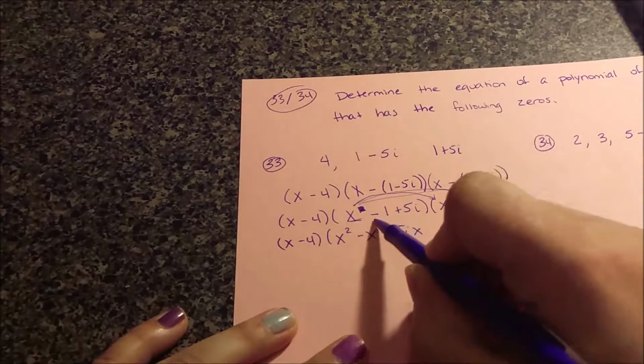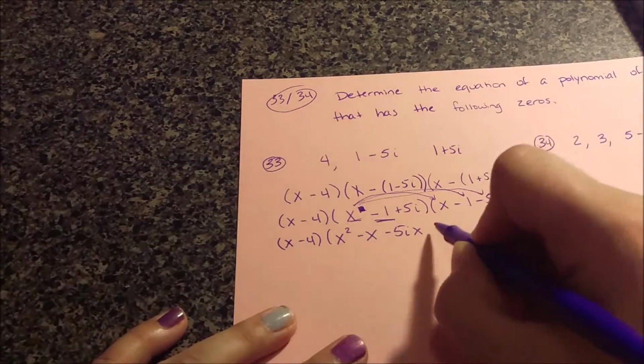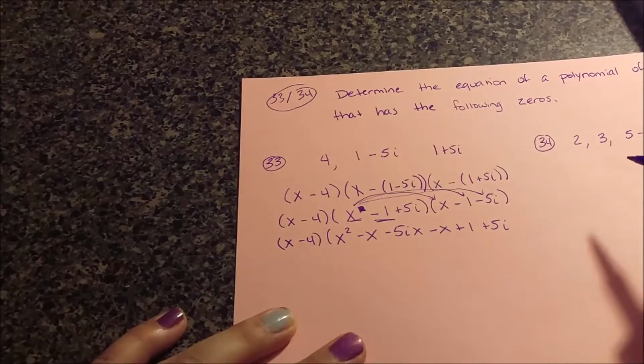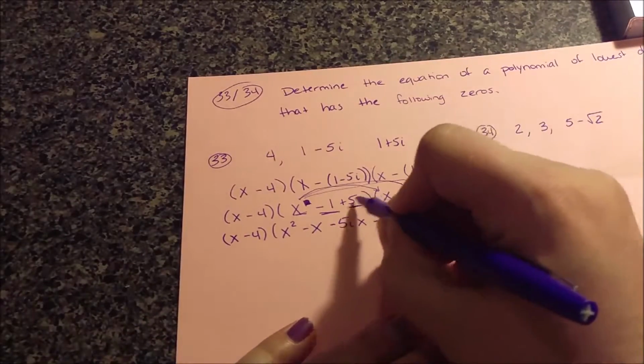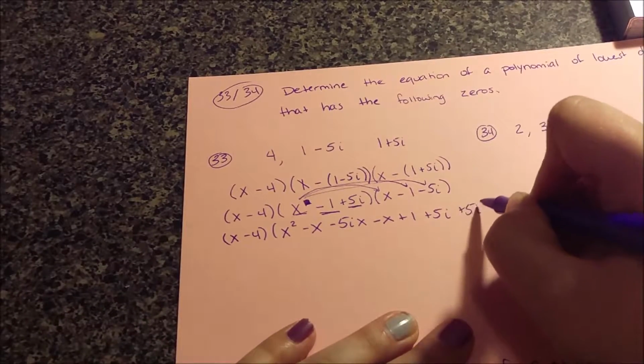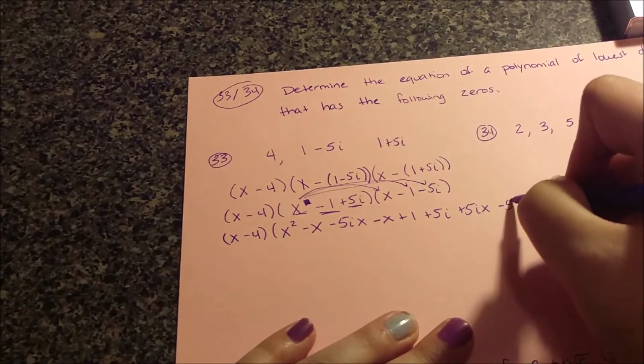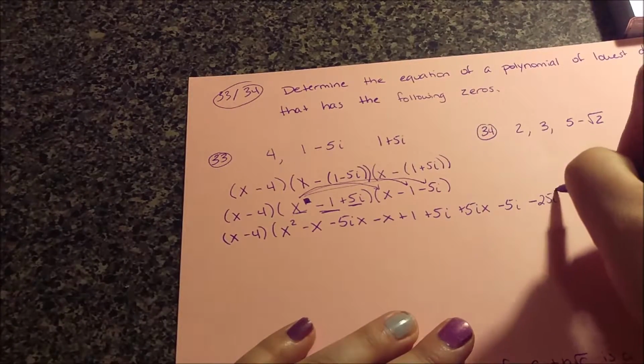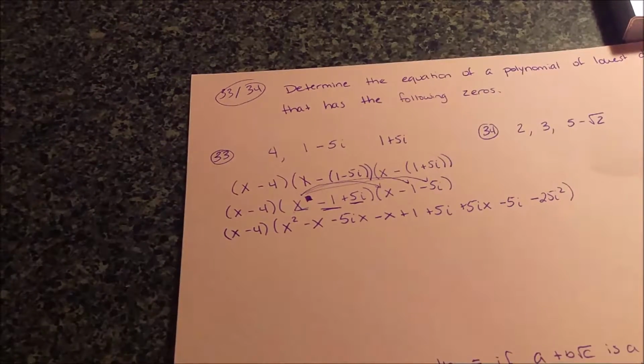Then I'm going to go on to the second term and multiply it to each of those. And now I'm going to go on to my third term and multiply it to each of those. Now, even though this is a lot of writing, there is a lot that should cancel out. Minus 25i squared. Okay, so that's our really long one.